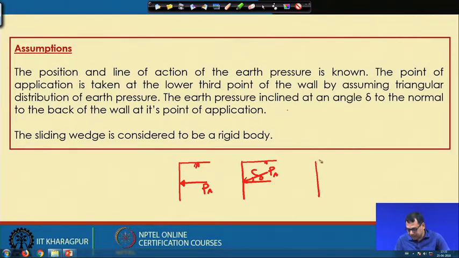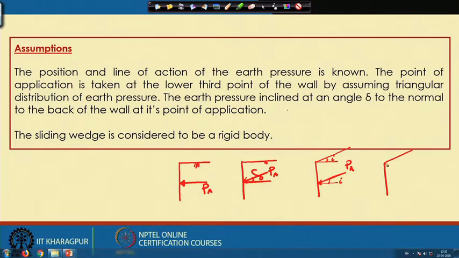If it is an inclined backfill, suppose this is the inclined backfill, then as per Rankine's, P A is acting at angle i to the horizontal. That means as per Rankine's theory, this P A is always parallel to the backfill. But for the inclined case in Coulomb's, it makes an angle delta with the normal to the wall. So this is Rankine, this one is Coulomb's, and this is also Rankine.